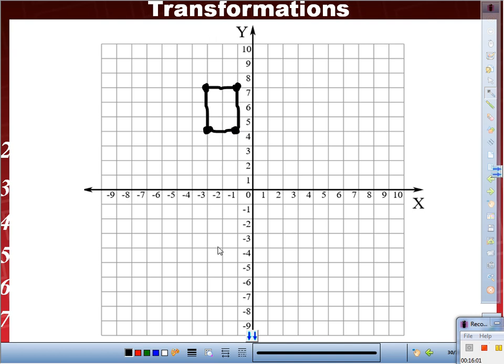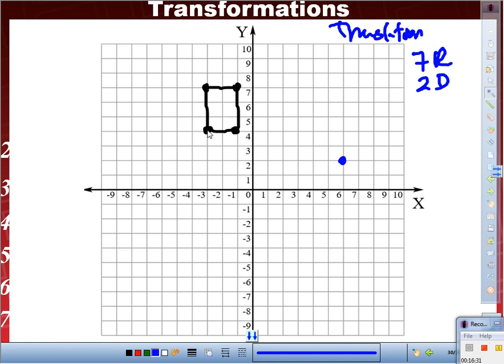Okay? So right now what we're going to do first is a translation. 7 units to the right and 2 units down. Now how do we do that? We pick one of the points and do that, and go 1 point at a time. So I'm going to start with this one. How many units to the right? 1, 2, 3, 4, 5, 6, 7. How many units down? 1, 2, and you place your point.